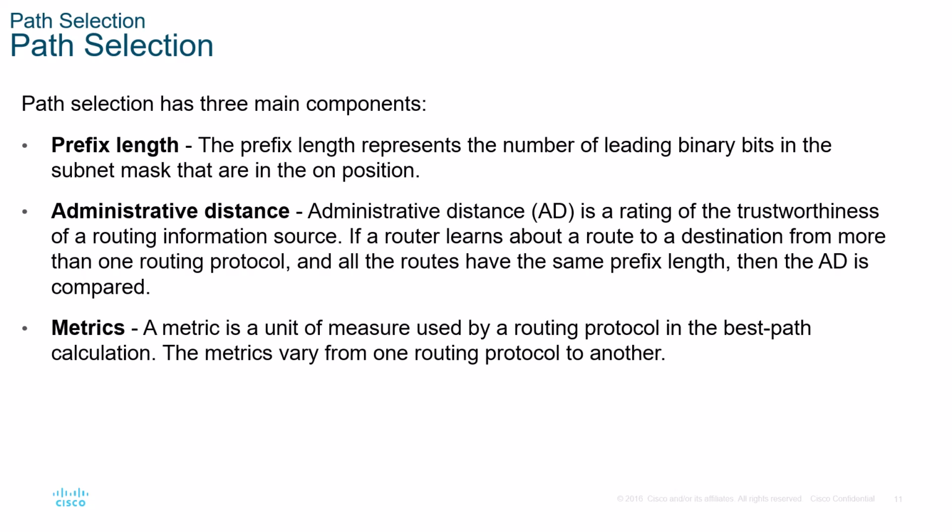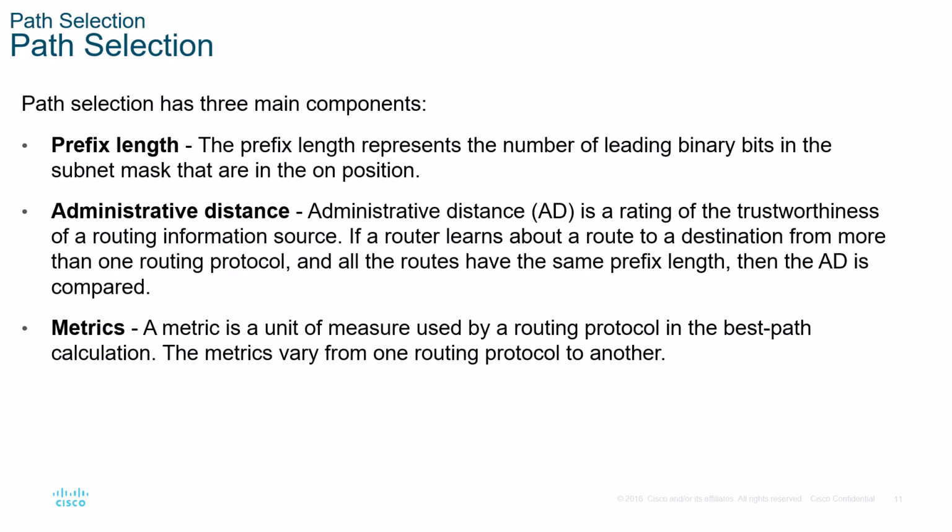So first one would be path selection in terms of the main components: prefix length, AD, metrics. The prefix length represents the number of leading binary bits in the subnet mask in the on position, basically identifying the ones that are on in the subnets. Next would be administrative distance, AD, and this is a rating of the trustworthiness of the routing information source. Not all routing protocols are trusted over all networks.